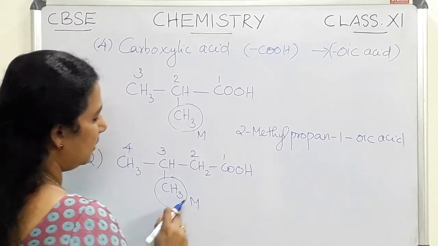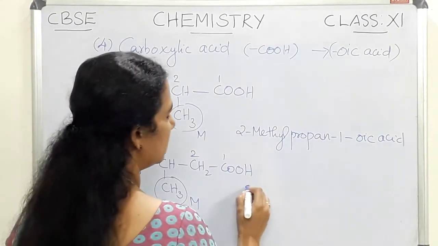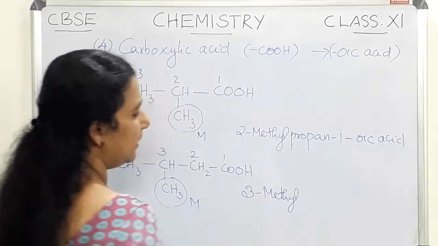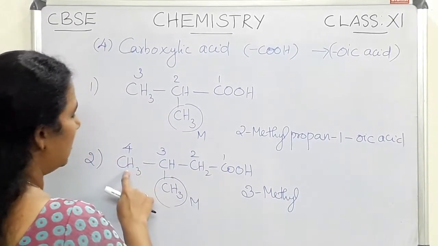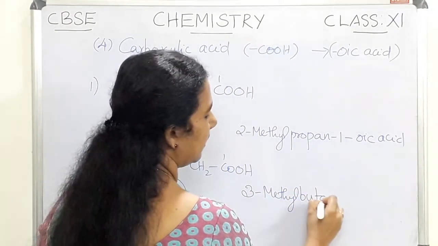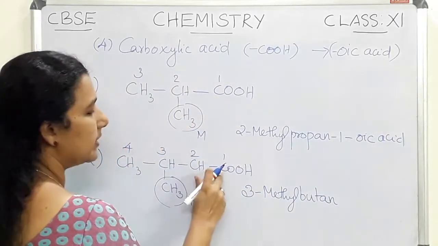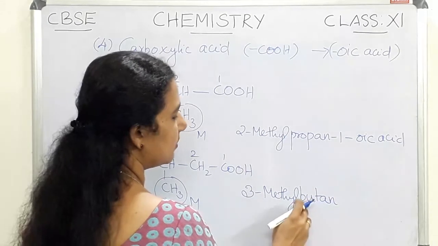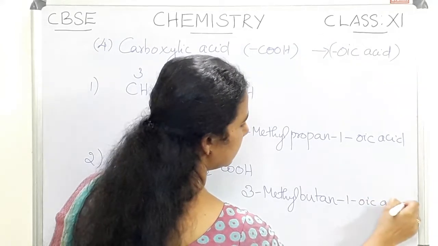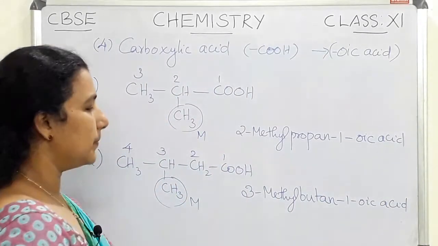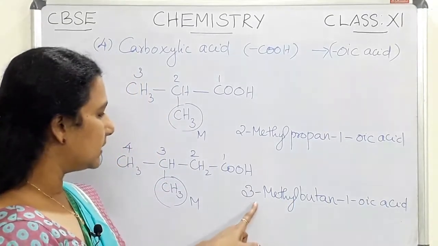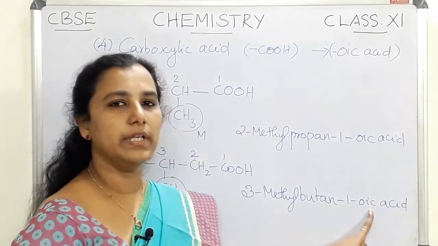So let us name this compound. So the methyl group is in the third position. So we can start with 3-methyl. That is a prefix or the substituent. Then the word root: there are 4 carbon atoms, so we can write butane, single bond is there, so we can write -an here. So it is 3-methylbutane, 1-oic acid. So the functional group is in the first position, so we can add 1-oic acid. So the IUPAC name is 3-methylbutane-1-oic acid.